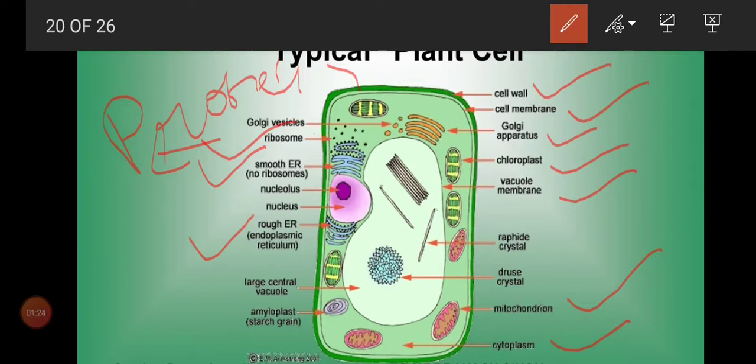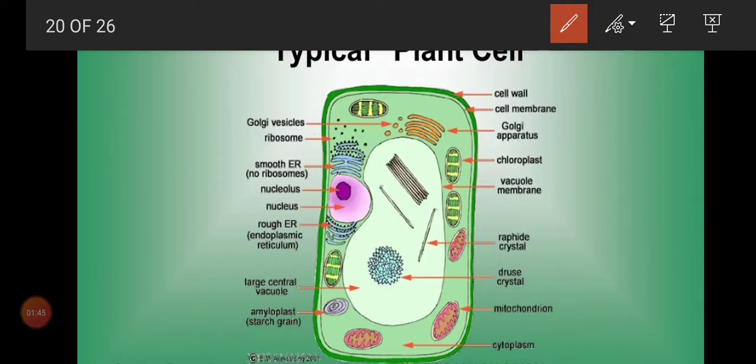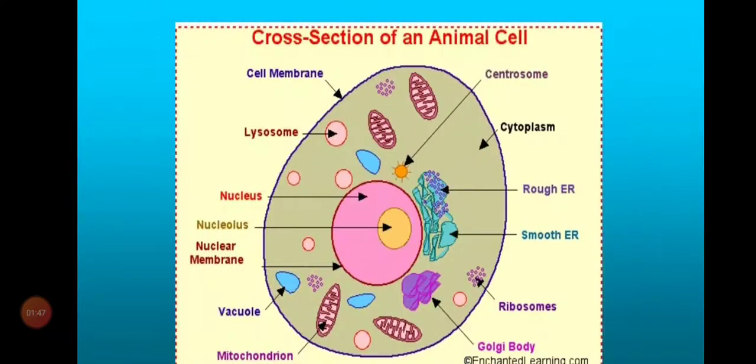And we have learned about nucleus, and nucleus contains the chromosomes. Chromosomes contain genes, which carry information from one generation to another generation. And nucleolus, where ribosome synthesis takes place. So this we have learned in previous classes. Today we shall learn about the animal cell.